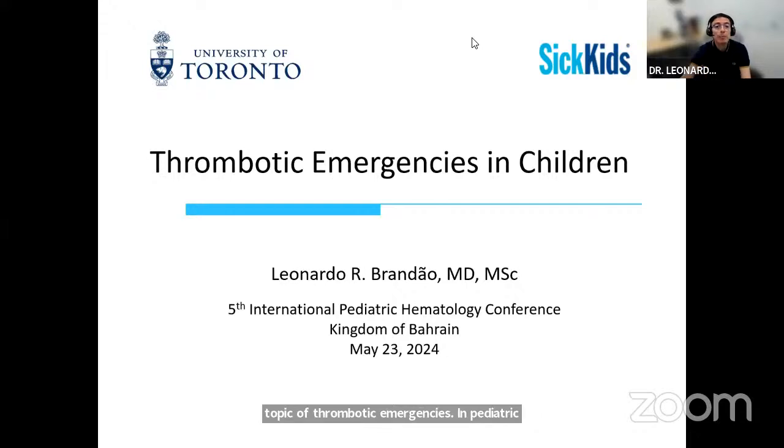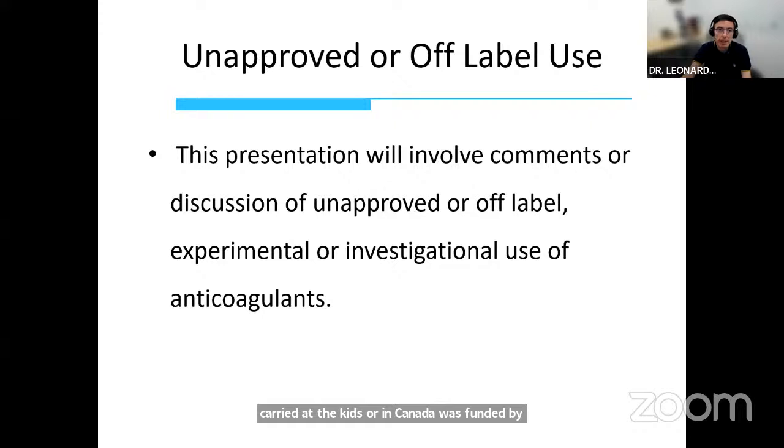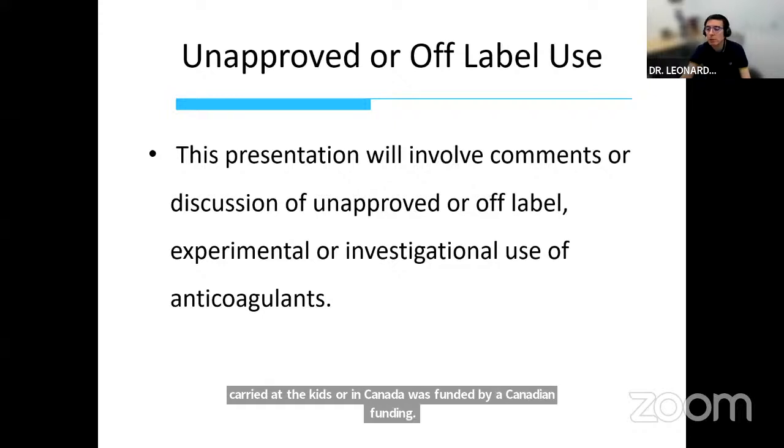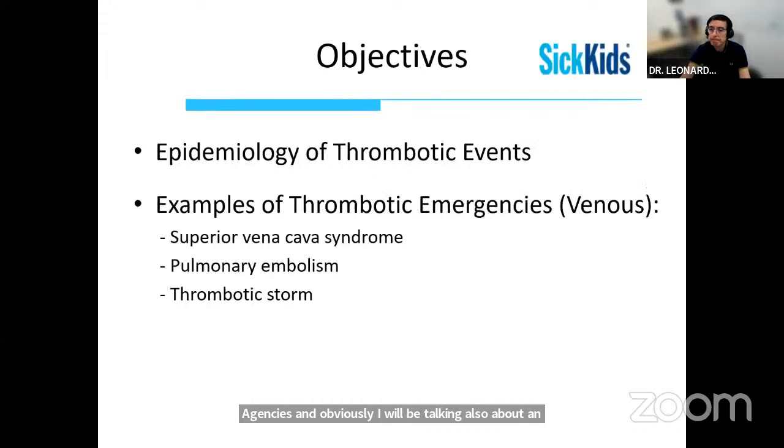These are the conflicts pertaining to this presentation, as some of the work that I'll be presenting that was carried out at SickKids or in Canada was funded by Canadian funding agencies. And obviously I will be talking also about unapproved or off-label use of medications and or devices.